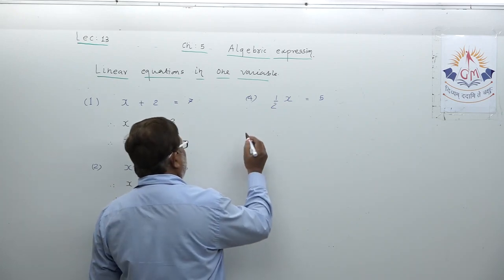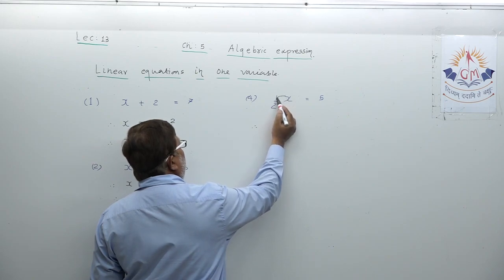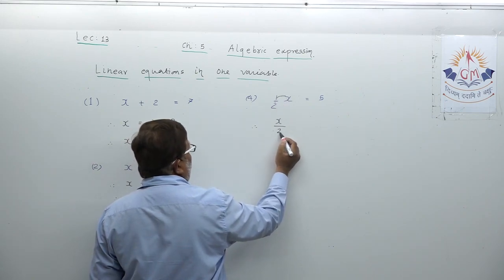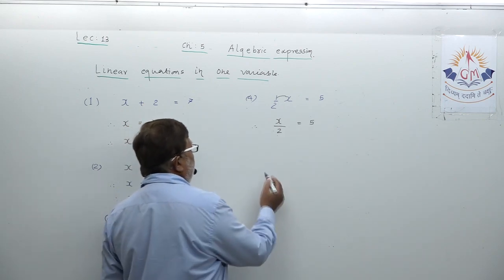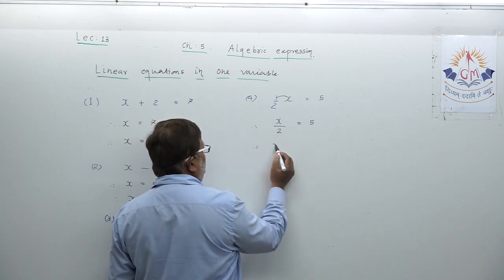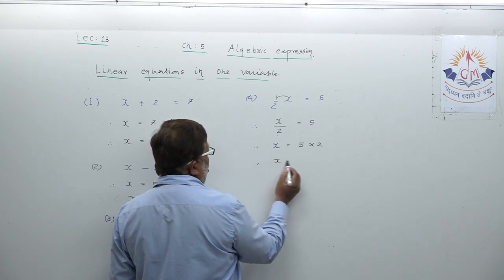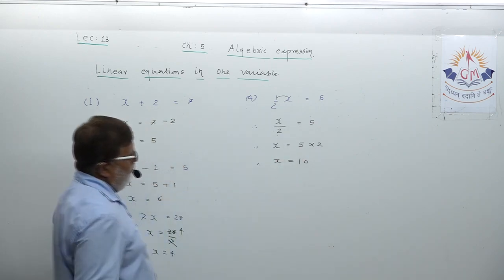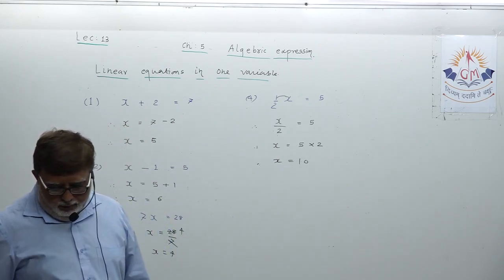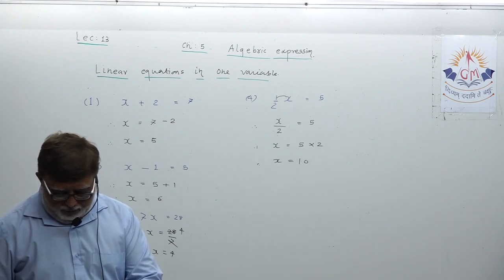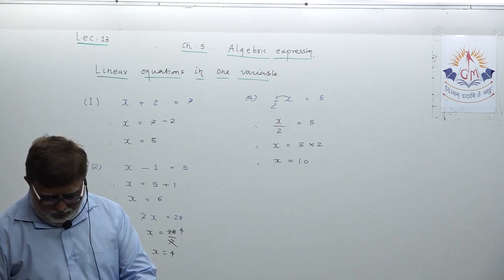Many students must have tried it also. Concept: just multiply x with 1. This is x upon 2 equal to 5. Now simple. Cross multiplication: x equal to 5 upon 2. Therefore, x equal to 10. Concentrate. Understandable, not so difficult, but your concept needs to be very, very clear. Okay, student?